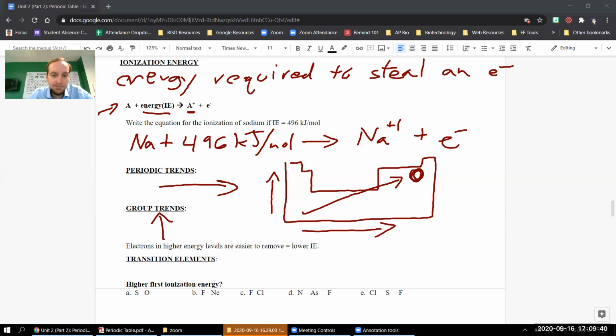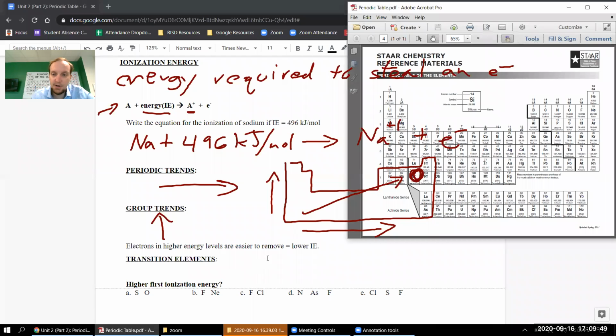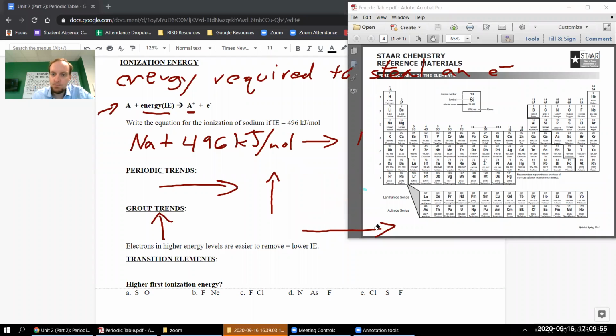Okay, now that we know that, it wants us to put the higher first ionization energy here. So I'm going to go ahead and project my periodic table. Let me go ahead and clean that up just a little bit because that's pretty confusing. Okay, there we go. So here's our periodic table.